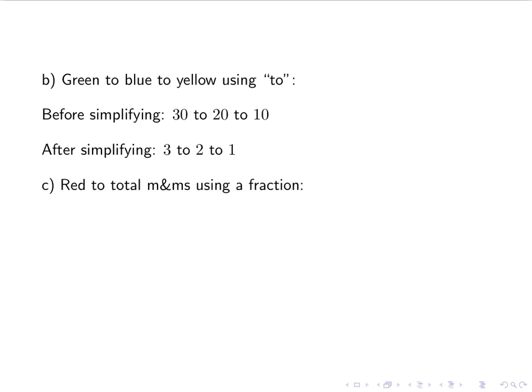And then we can do red to total M&Ms using a fraction. So we need to find out how many total M&Ms there are, and there are 75. So before simplifying, we have the 15 red to 75 total. And then after simplifying that, we can get rid of a 15 on both of them. So it becomes 1 to 5.